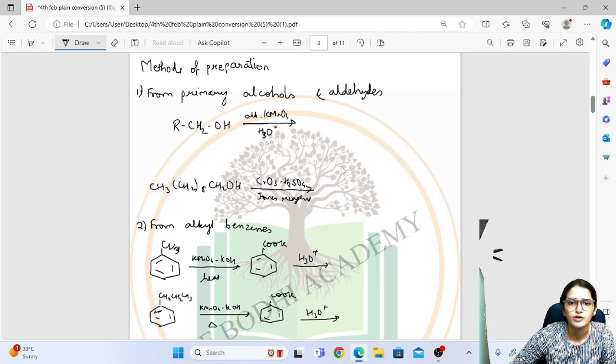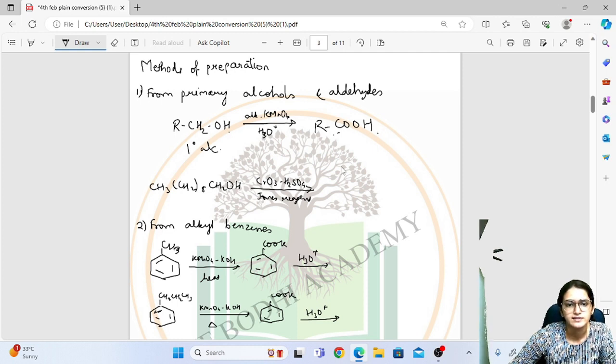So the first method is from primary alcohols and aldehydes. From primary alcohols, we have already seen in the previous chapters that we can prepare carboxylic acid using alcohols and aldehydes using certain reagents. Okay, so primary alcohol, when treated with an oxidizing agent, that is KMnO4, or we can take potassium dichromate, that is K2Cr2O7, and we can carry out the reaction and we will get our particular carboxylic acid. So RCH2OH will give you RCOOH.